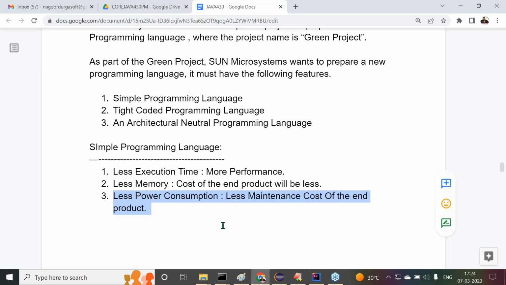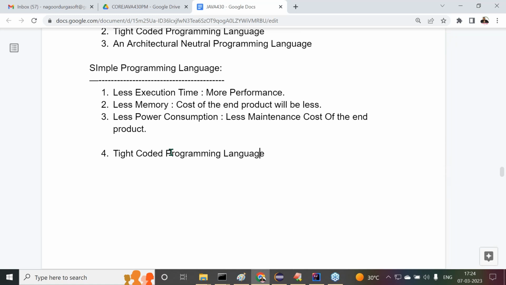By having this thinking, they want to prepare a new programming language with simpleness. In that sense, we are able to understand these three features. Got it or not? All right. Next, what is the meaning of a tight coded programming language? Still, Sun Microsystems has not yet started their implementation. We are still in 1991. Just feel like this: we are in 1991 and want to start a new programming language, just a paper plan, a simple programming language with less memory, less execution time, less power consumption.